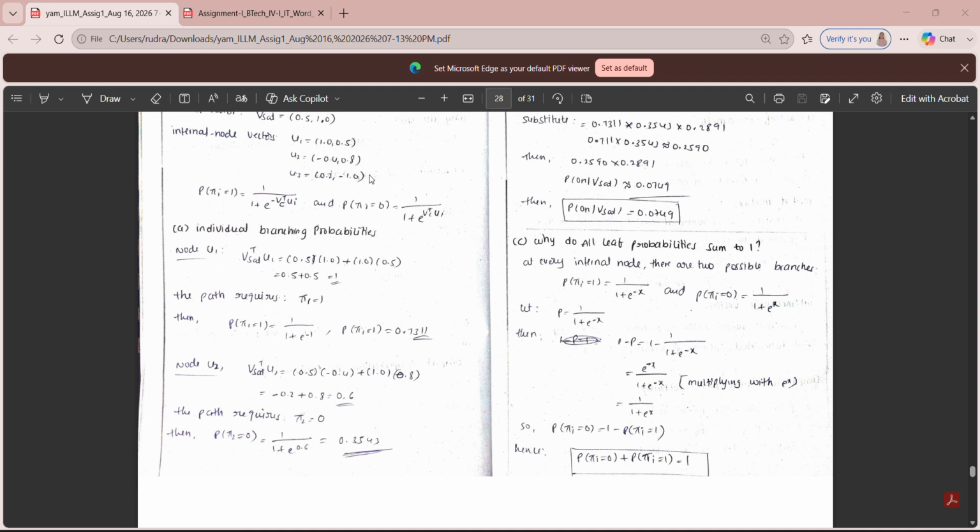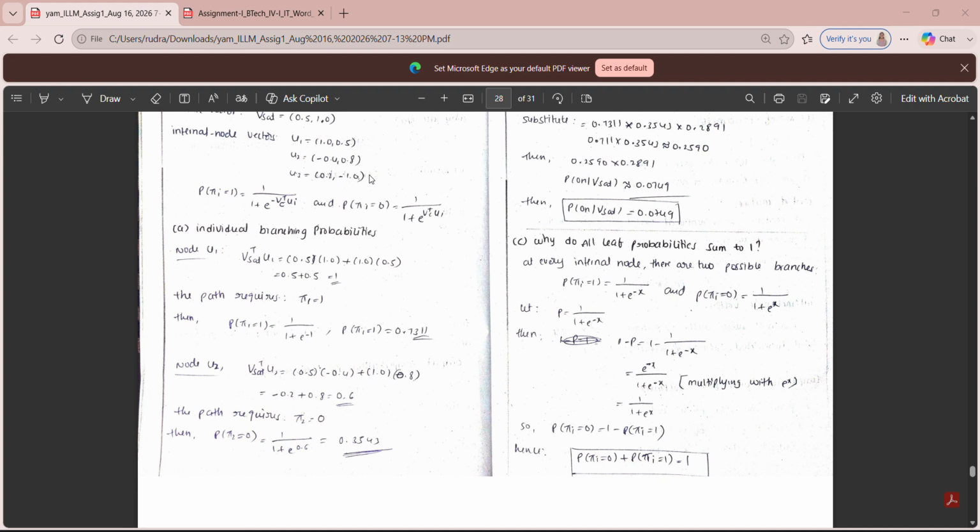At every internal node, the probability of taking the left branch plus the probability of taking the right branch equals 1. Therefore, when all paths are considered, the probabilities of all eight values sum to 1.